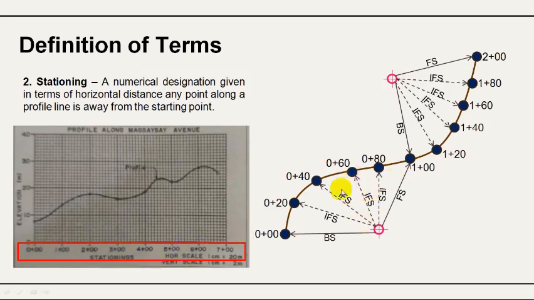For example, 0 plus 20 means it is 20 meters away from the starting point. Then 0 plus 40 means 40 meters away from the starting point. And this 0 plus 60 means, from the starting point to this point, 60 meters in horizontal distance or distance along the curve.